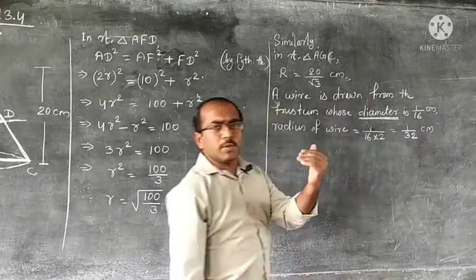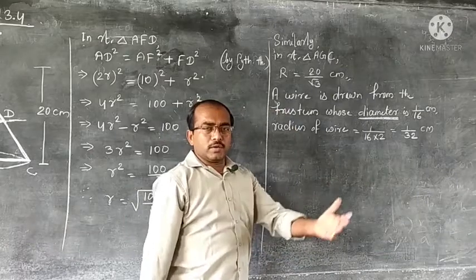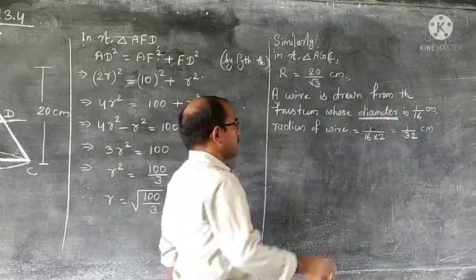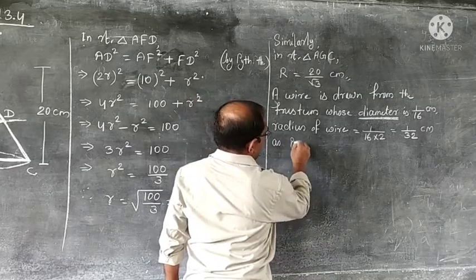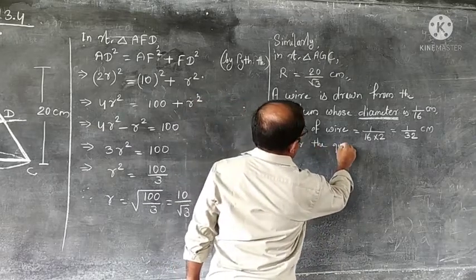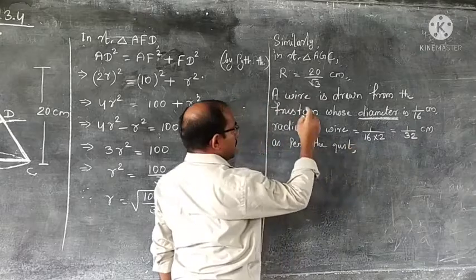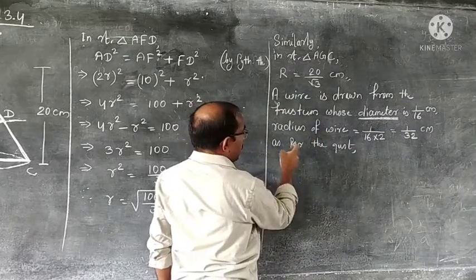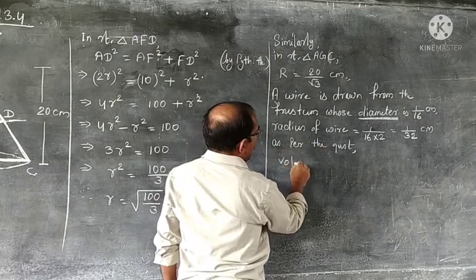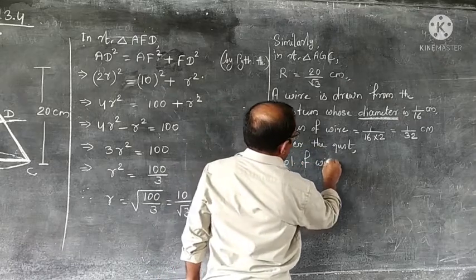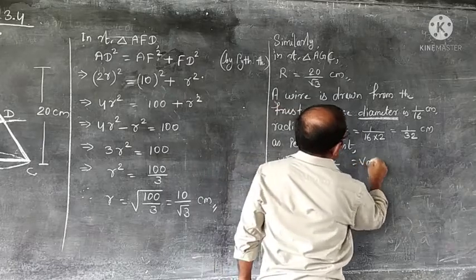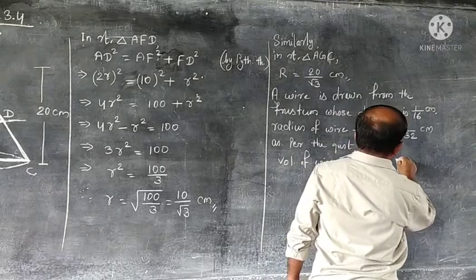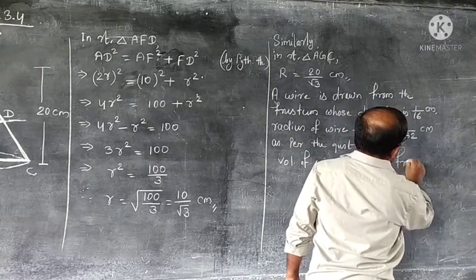How long a wire can be drawn? How long? H, the height or length of the wire. So as per the question, because the wire we are drawing from a frustum, the volume of wire is equal to the volume of frustum. The same amount of metal will be pulled for making the wire.